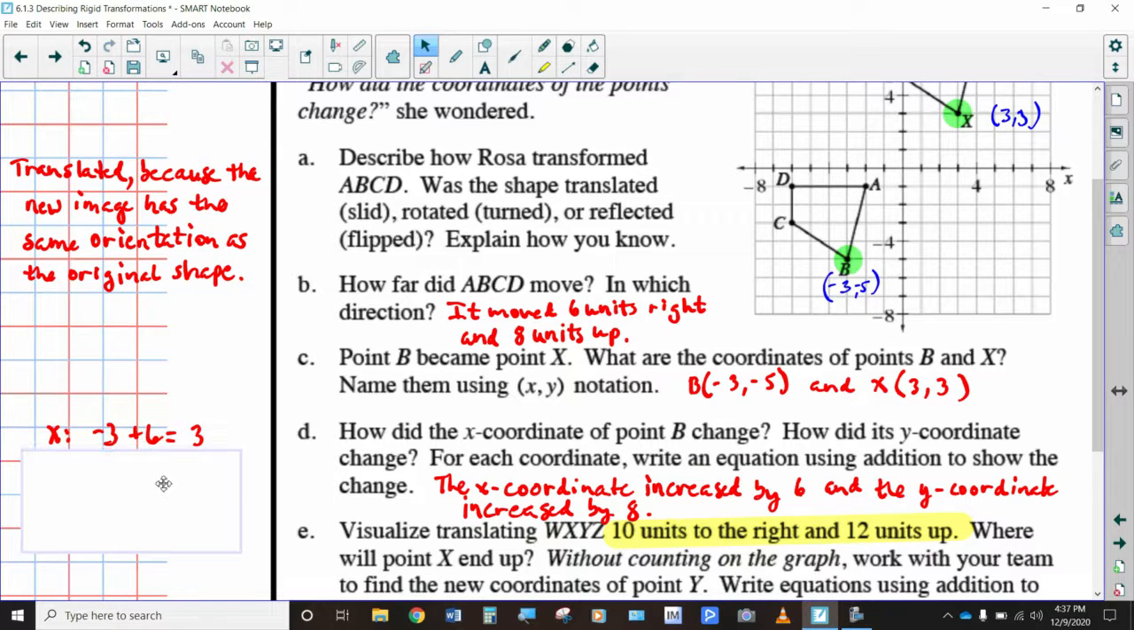Well, we could say this, that we took the original X, negative 3, and we increased it by 6. So negative 3 plus 6 equals 3. Well, there you go. There's the 3 after the translation. And what happened with the Y? It started as negative 5, and that increased by 8. And so negative 5 plus 8 is equal to 3. So that is the Y coordinate of X.